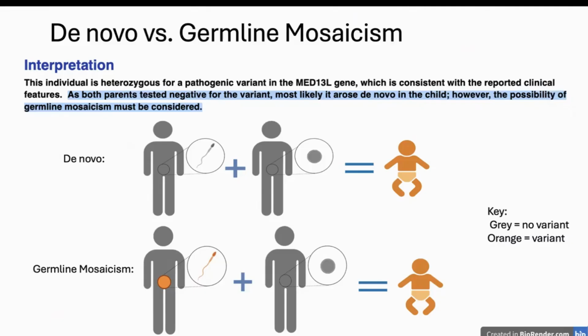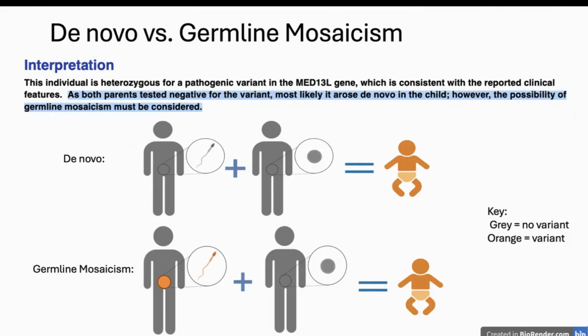The top image here is showing the scenario of a de novo variant. Gray means no variant, and orange means there is a variant in MED13L. So, neither parent has the variant, and the child does. This could be due to a variant arising early in the child's development when they are still an embryo.